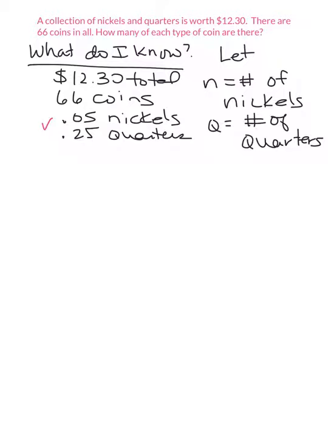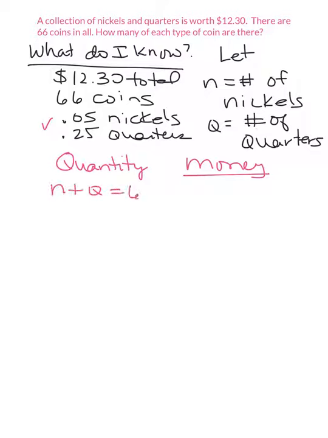So we need to figure out what we're going to do with this information. We do have information about how many, and we also have a money amount. So I'm going to do 2 equations. This time we're going to have one with quantity and one with money. So my quantity equation is n plus q is equal to 66, because we already labeled that n is the number of nickels and q is the number of quarters. My money equation, 5 cents, so 0.05 in dollar amount, times n plus 0.25 times q is equal to $12.30.